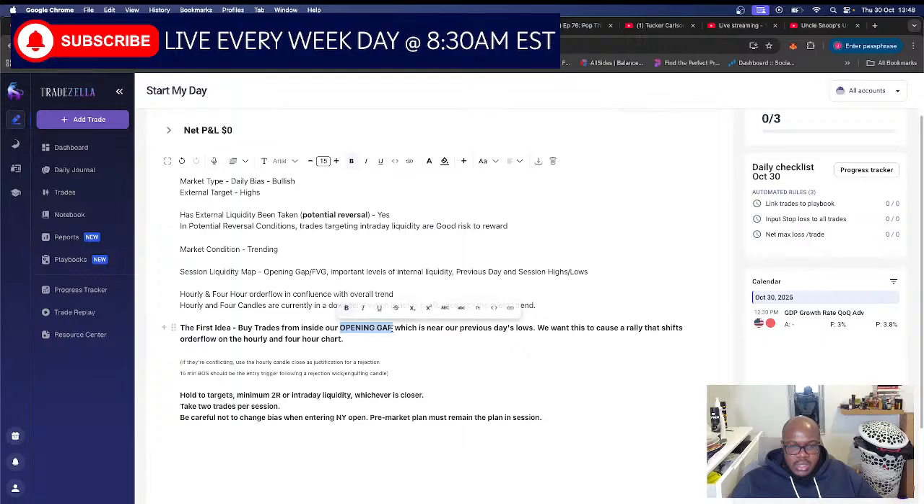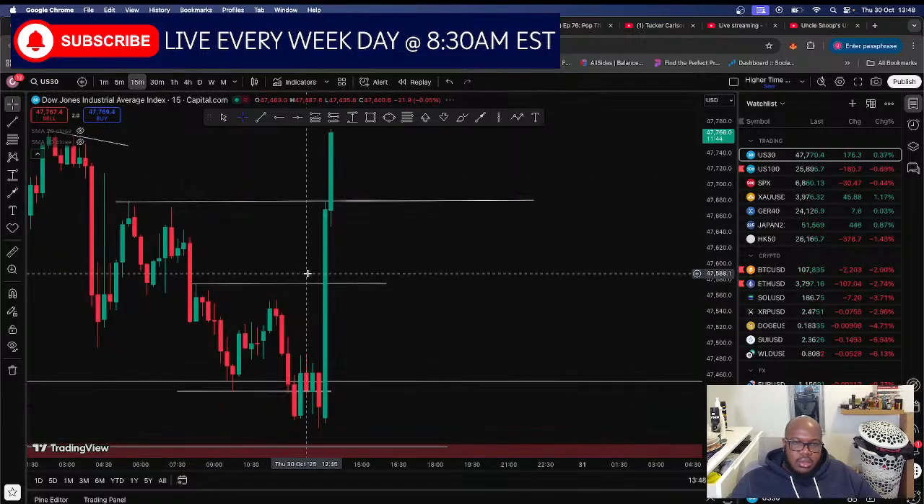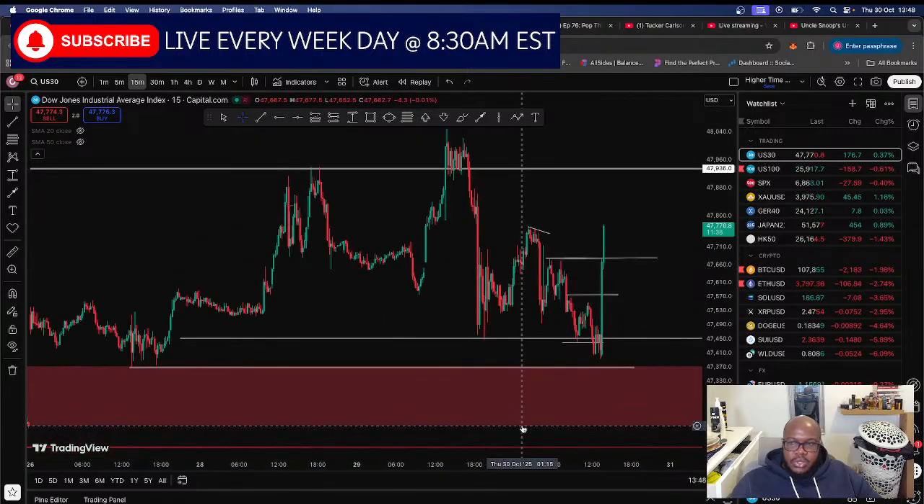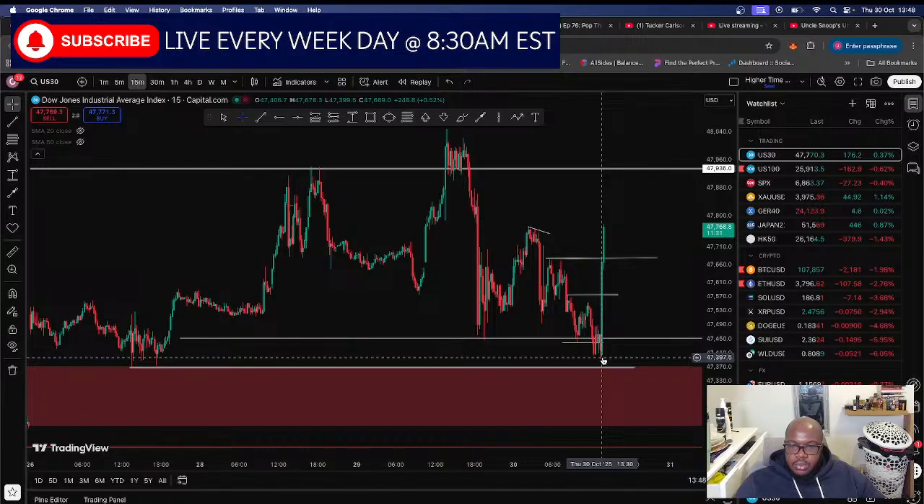However, we expected it to go into the opening gap, and then we wanted this rally to shift all the flow on the hourly chart and 4 hour, and we got half of that. Unfortunately, we didn't get the other half of it. We didn't get price coming to the opening gap, which is unfortunate. It's a massive rally. It's about 300 points from the low, right at the open.